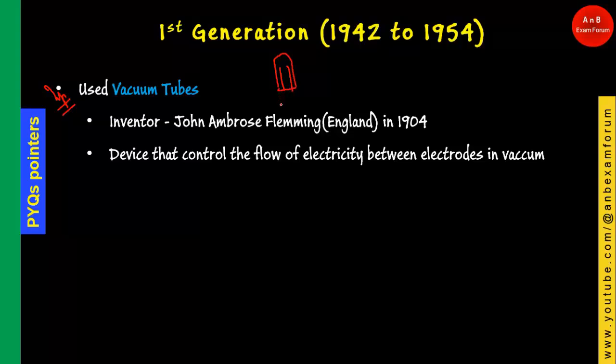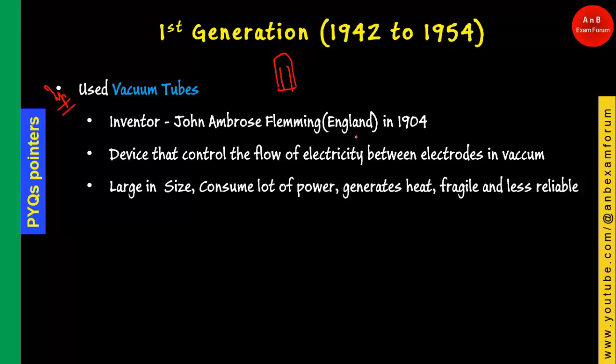Oh, okay, so this is basically a tube, and these vacuum tubes were designed by John Ambrose Fleming in 1904, but these were used in computers around the late 1940s. Okay, and the problem with this vacuum tube is that they are very large in size.